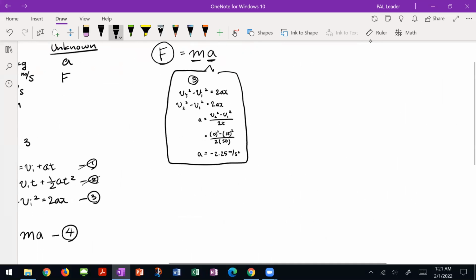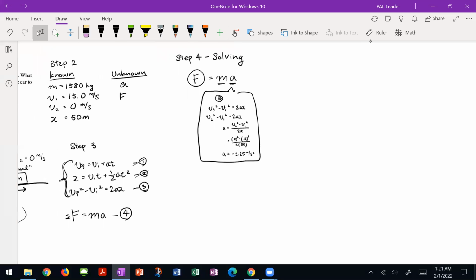And now let's just solve for F. F equals ma. Our mass was 1580, and our acceleration, we just found that right here, was negative 2.25. Put that in your calculator. And you get negative 3560 newtons.